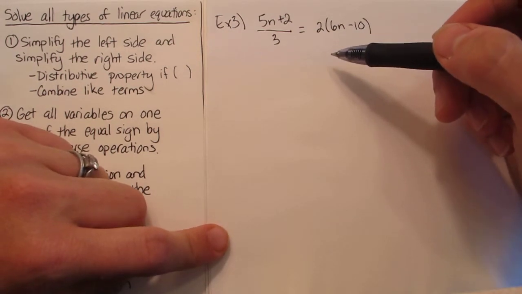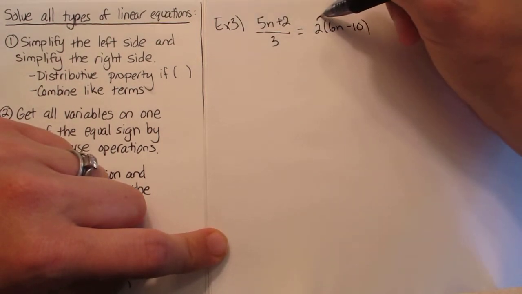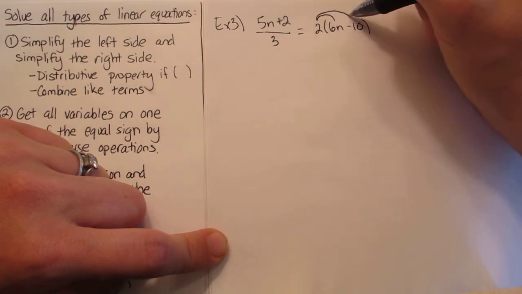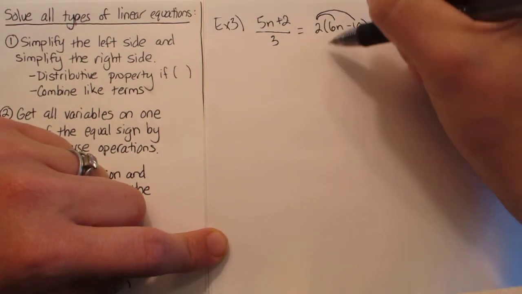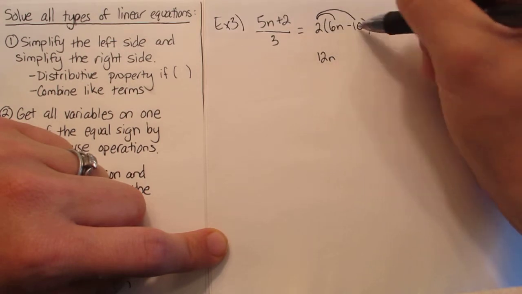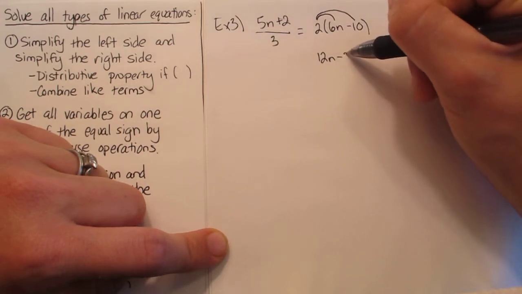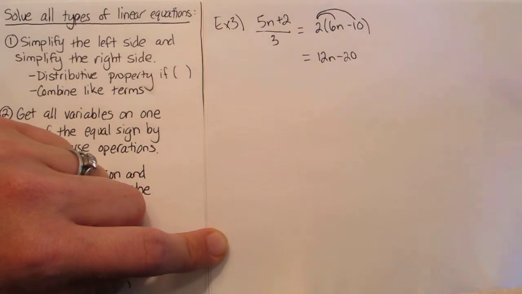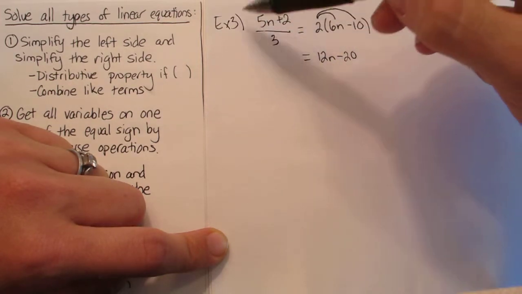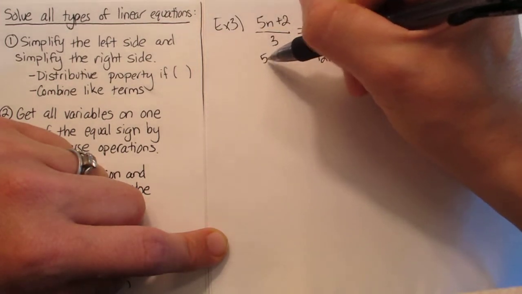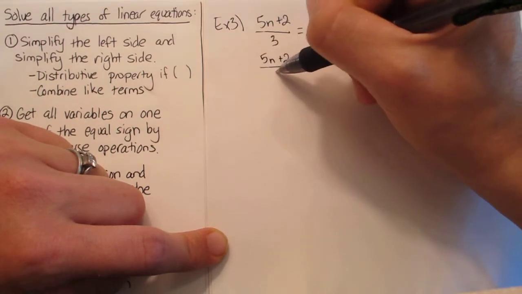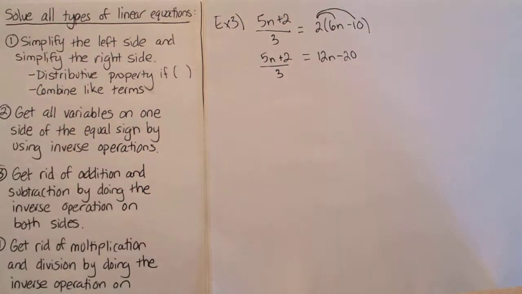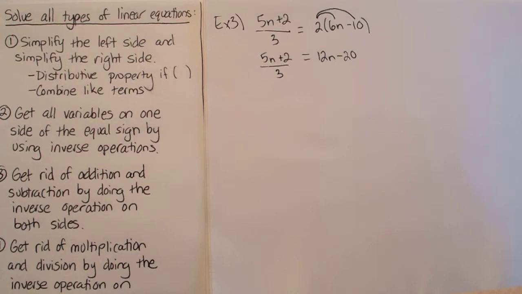distributive property to get rid of those parentheses. So I'm going to do 2 times 6n, and then 2 times negative 10. 2 times 6n is 12n, and 2 times negative 10 is negative 20. Bring down my equal sign, and then I'm just going to take that whole group and bring it down. It looks like a mess, but we'll just take it one step at a time. Okay, so step 2 says get all variables on one side of the equal sign by using inverse operations. And I would love to do that.